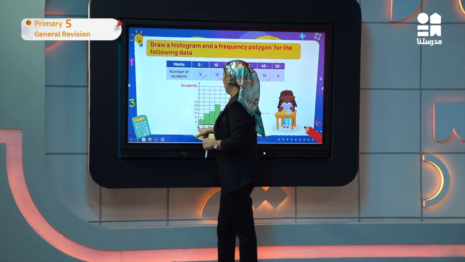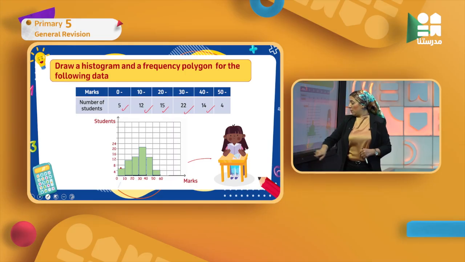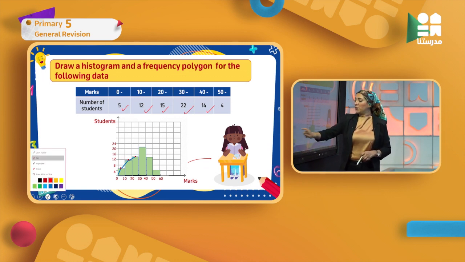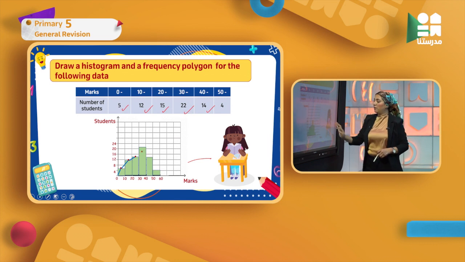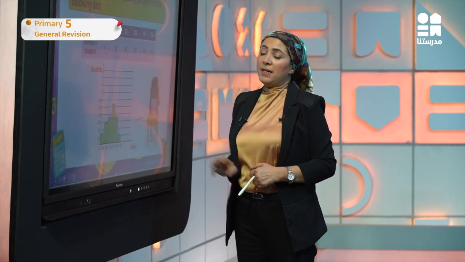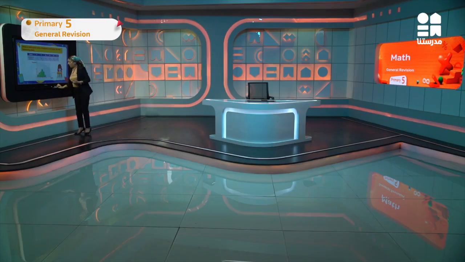So here is the midpoint between 0 and 10. I'll join it, then from 10 to 20, then from 20 to 30, again from 30 to 40, and here from 40 to 50, and I join them from 50 to 60, and I join them, and that's it.